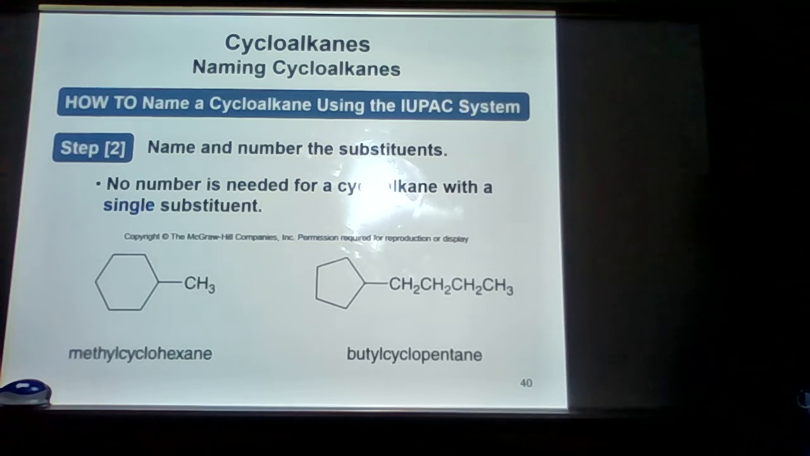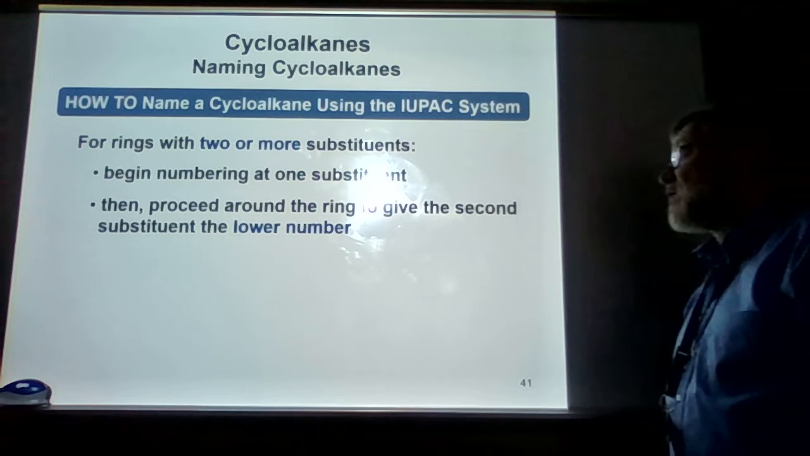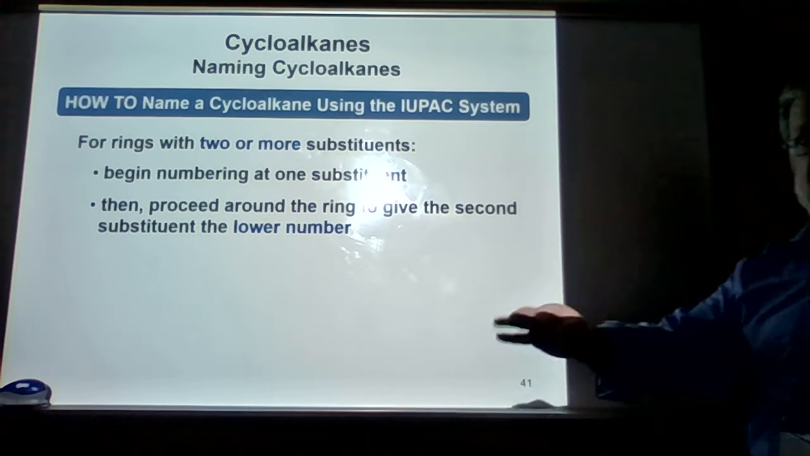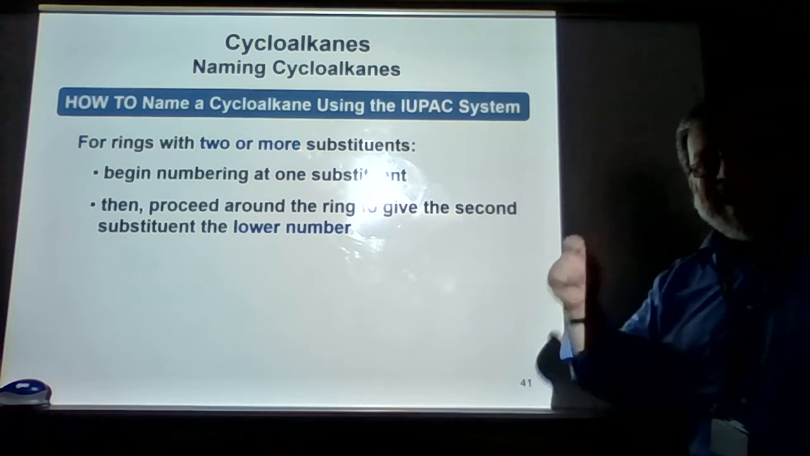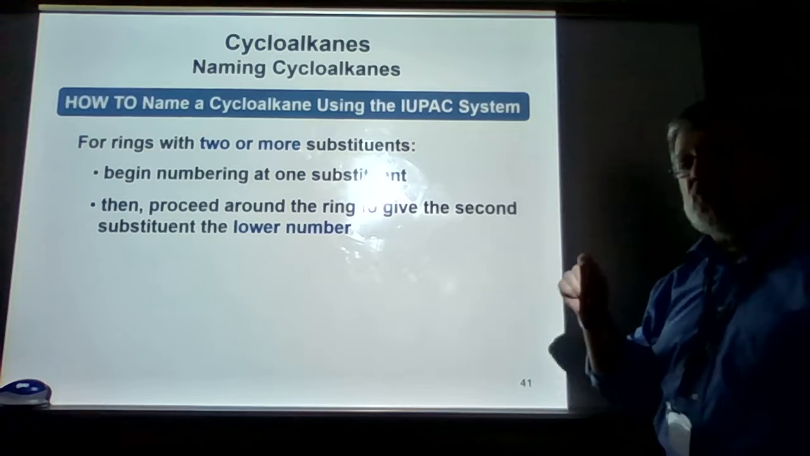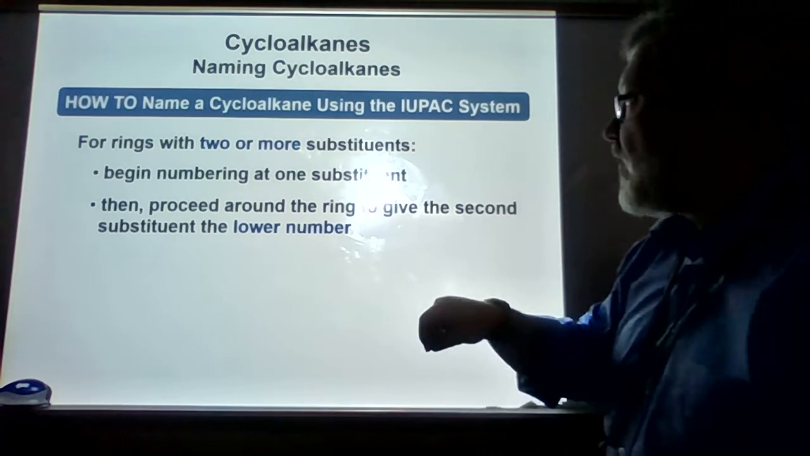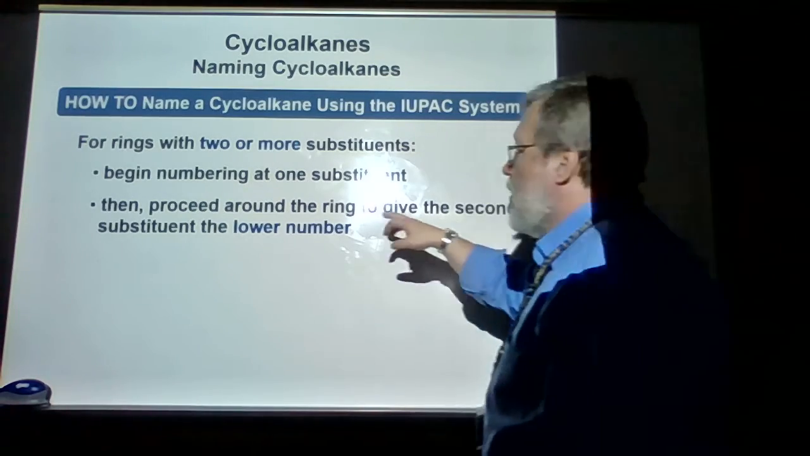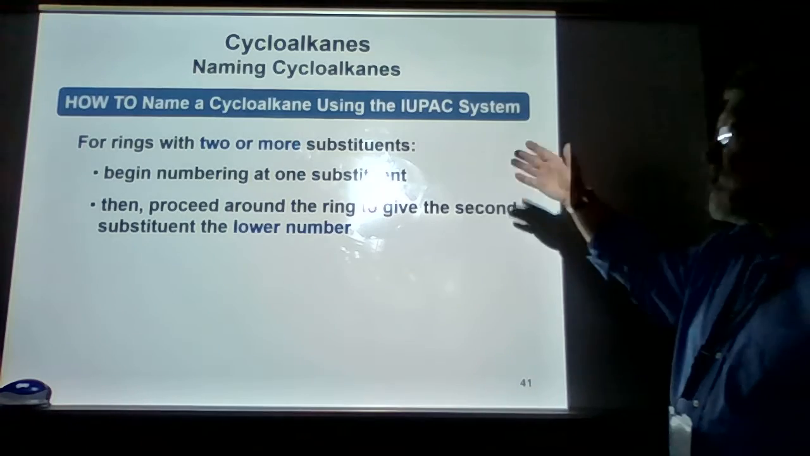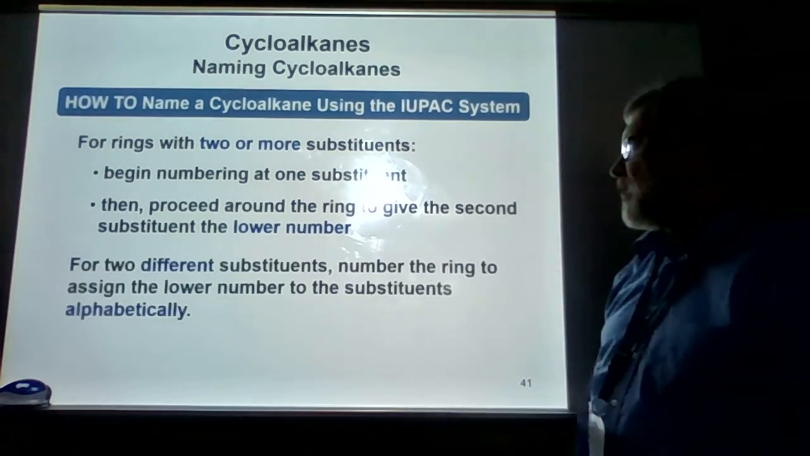So no number is needed for a cycloalkane with a single substituent. For rings with two or more substituents, you tentatively assign one of the functional groups as the 1 position. Then you work around the ring to see, relative to that first substituent being 1, where the other substituent falls. You number around the ring to give the second substituent the lowest number possible.